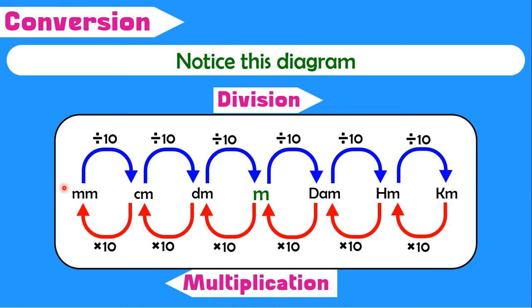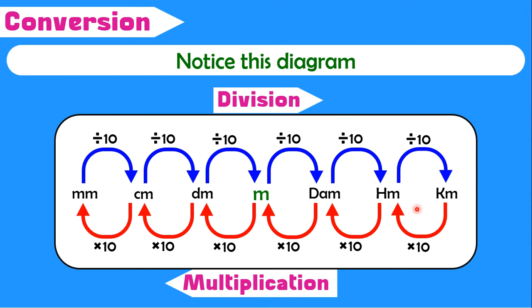Let's think of conversion from millimeter to decimeter. I have to divide by 100, because here we have 10 and 10, so it must be division by 100. So as we move to the right, we do division. As we move to the left, we do multiplication. If I want to convert from kilometer to hectometer, I multiply by 10. Or from decameter to meter, I multiply by 10.